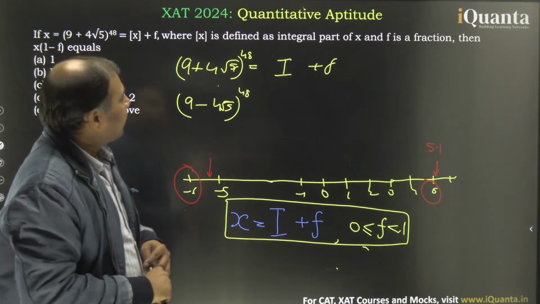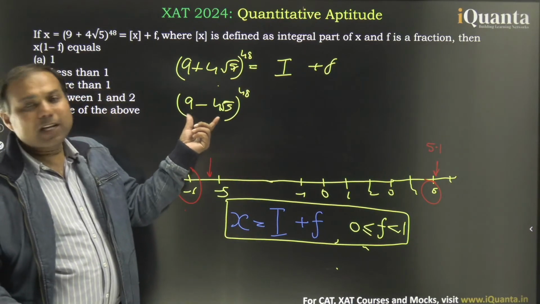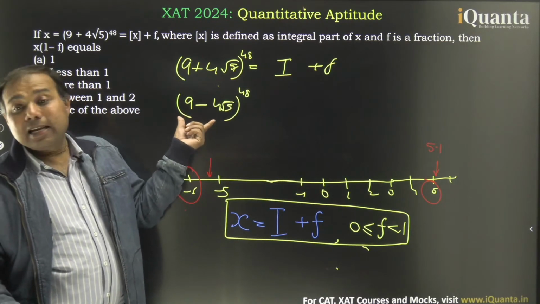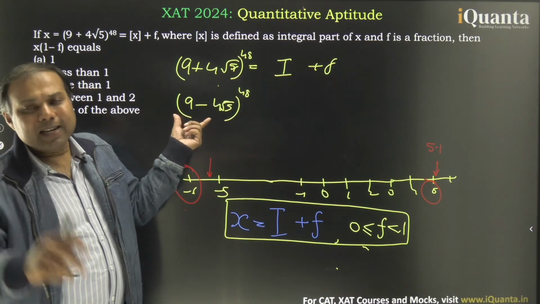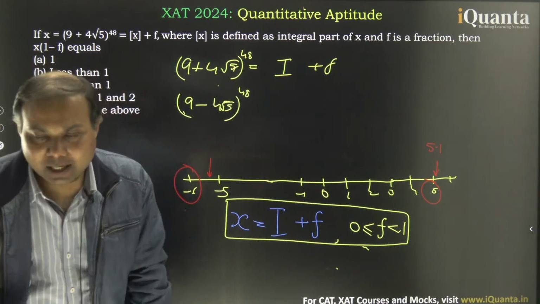Right. Okay, and now what is the beauty of this number? First tell me one thing. This 9 minus 4 root 5, is it less than 1 or more than 1? Approximately I want it. 9 minus 4 root 5, is it less than 1 or more than 1?